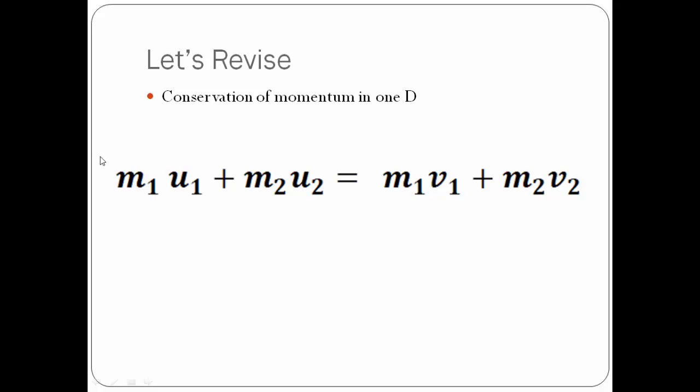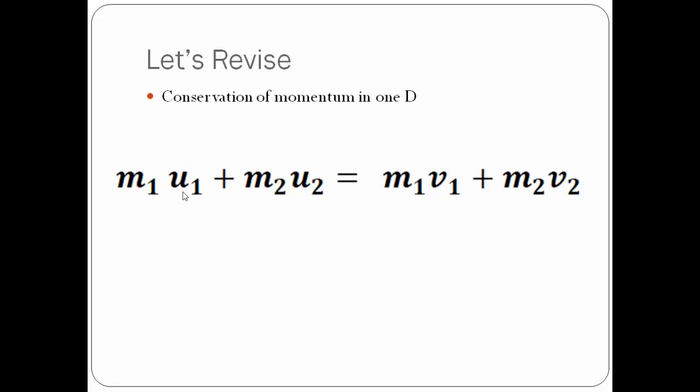For 2 objects of masses m1 and m2 moving with initial speeds u1 and u2 respectively, when they collide or when one of the objects explodes, then if after collision or explosion they move with speeds v1 and v2, their total initial momentum will be equal to the total final momentum. That is the conservation of momentum.